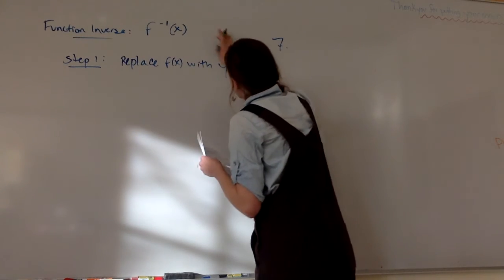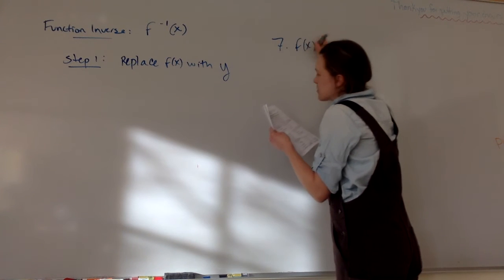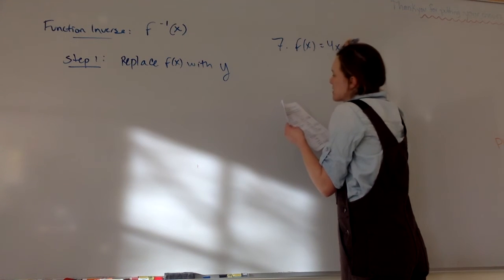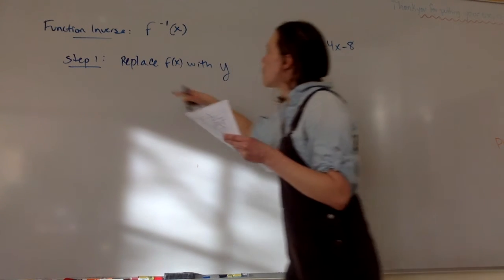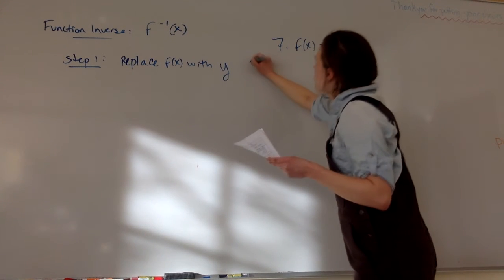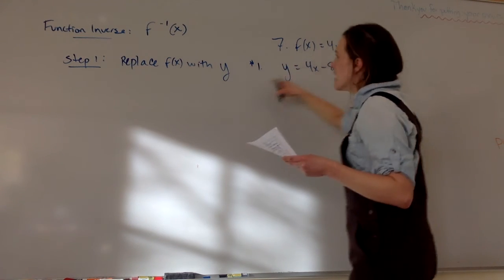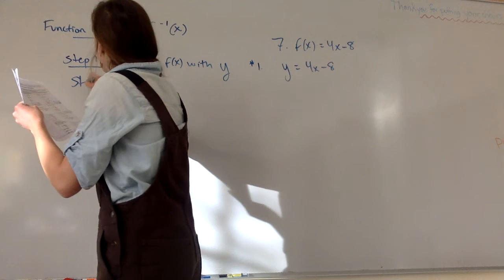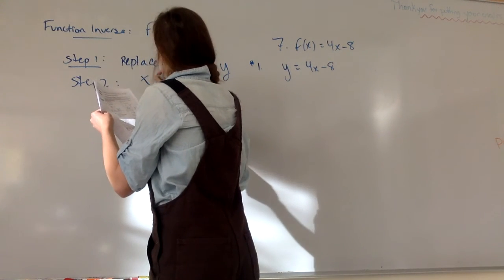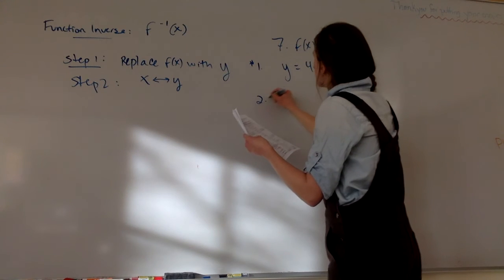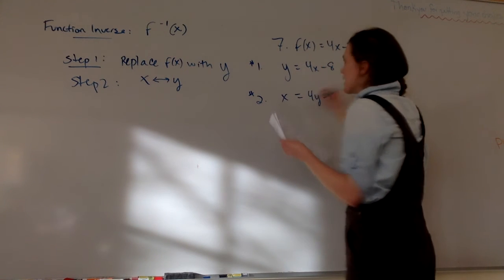So number 7, we'll just go through the steps. So we got f of x equals 4x minus 8. Let's do this really quick. Mr. Siegman's still teaching, so we're good. So step 1, replace f of x with y. So y equals 4x minus 8. That's step 1. Step 2, interchange, so switch x and y. So step 2, we're going to write this as x equals 4y minus 8.